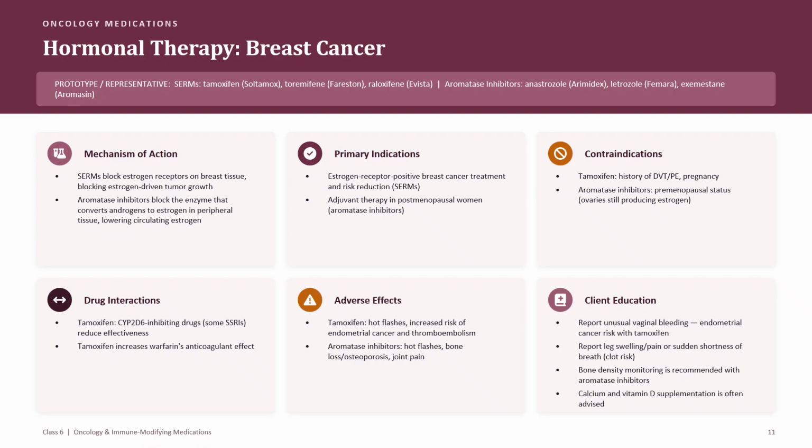So looking at the slide, right, the contraindication. So the aromatase inhibitors are contraindicated in pre-menopausal women. So if we just sit and think about that for a second, why are aromatase inhibitors only used in post-menopausal women?